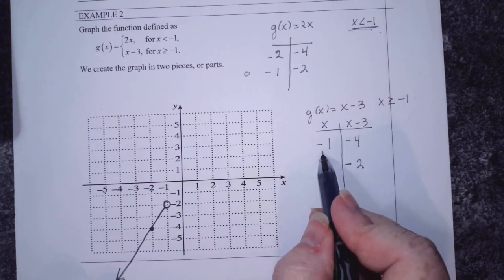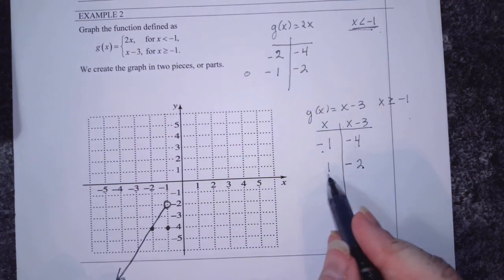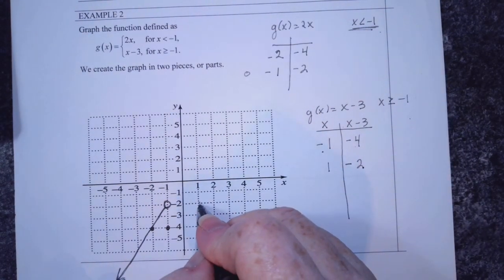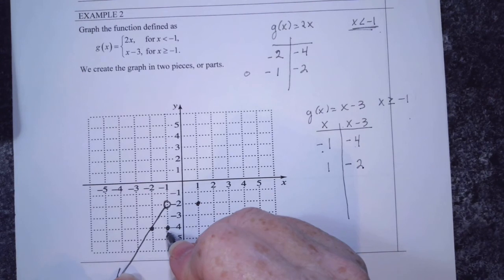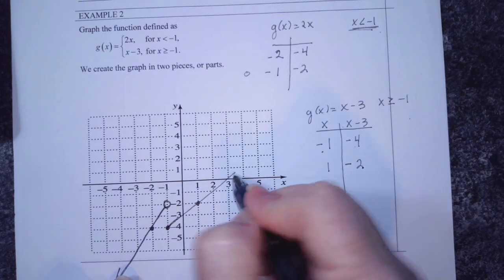So I plot these 2 points. We have a point at -1, -4. And we have a point at 1, -2. Connect the dots with a line. Every time I say that, my line gets a little bit wobbly.